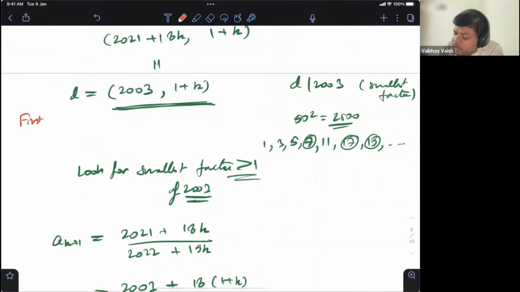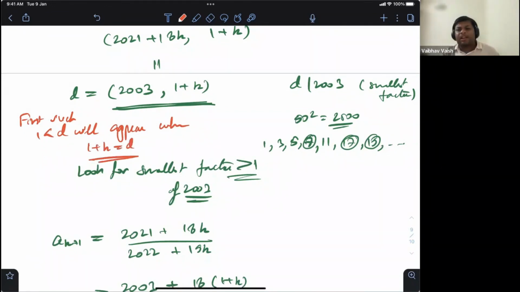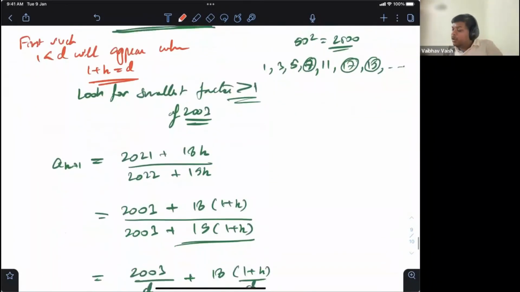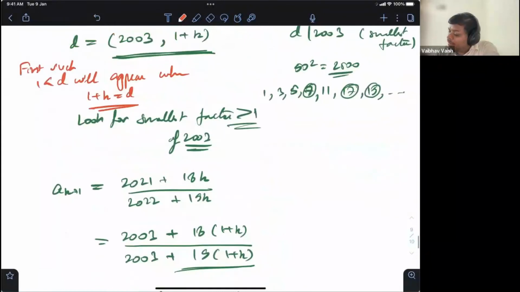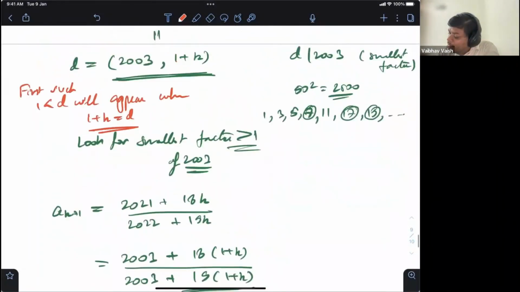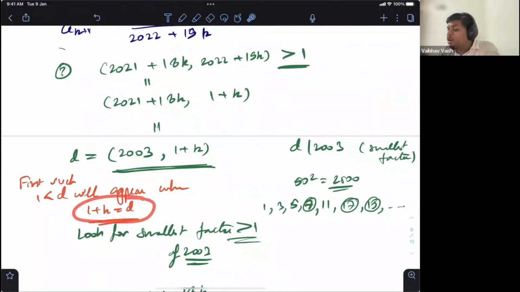Not merely the GCD will be D, but, okay, so let me write it here. First such D greater than 1 will appear when 1 plus K equals D. The smallest possible choice being the factor of 2003, but it appears when 1 plus K equals D, right? You are increasing K 1 by 1, you encounter non-factors of 2003. At some stage, you encounter a factor of 2003, and that is exactly the stage when this GCD becomes greater than 1. So therefore, what you conclude is that 1 plus K equals D happens.